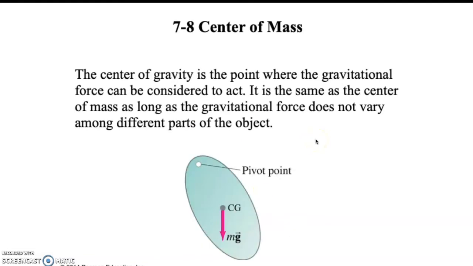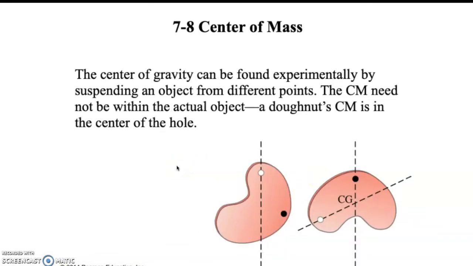The center of gravity is a little different. It's the point where the gravitational force can be considered to act. It is the same as the center of mass as long as the gravitational force does not vary among different parts of the object. So here's our pivot point on this object. The center of mass is here. So is the center of gravity, and that's where we measure mg from when we do our work with it. The center of gravity can be found experimentally by suspending an object from different points.